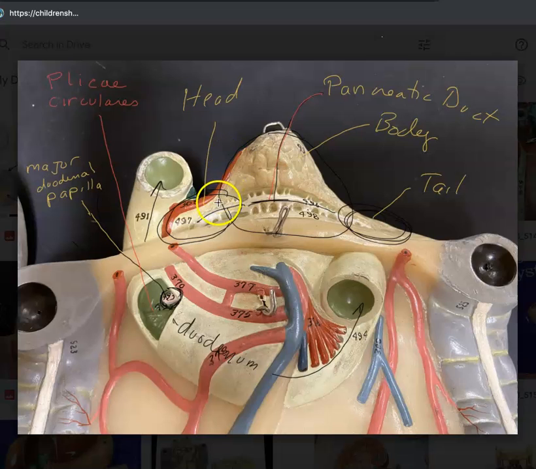So the parts of the pancreas, this region is called the head. This region is the body, and then this area here is the tail. The white line right here is the pancreatic duct.